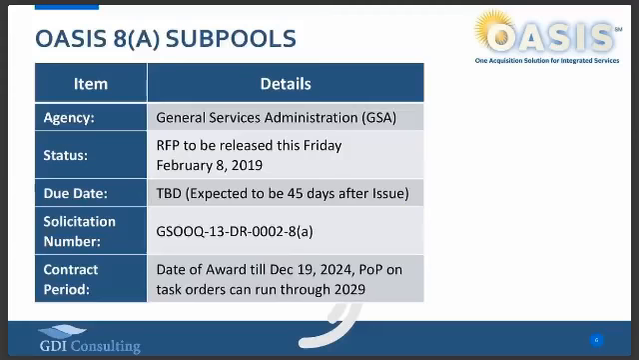They've changed the FBO website link for the 8A subpool. So it's not on the same page when they publish the full RFP. It's not going to be on the same OASIS page. It has a separate page, and this is the RFP number. So make sure that you take note of that if you're following up on the FBO website. Contract period is going to last until December 19th of 2024, but the period of performance of the task orders can run all the way up to 2029.